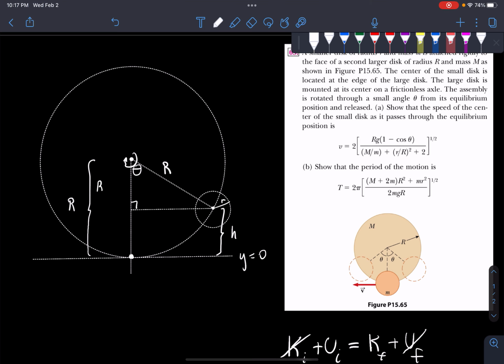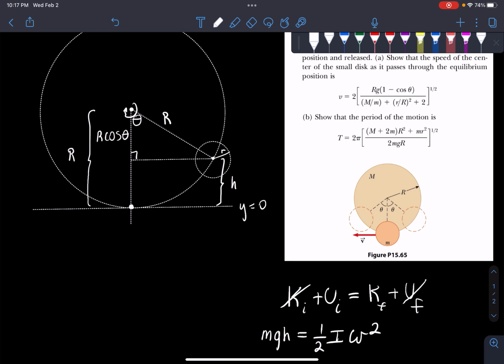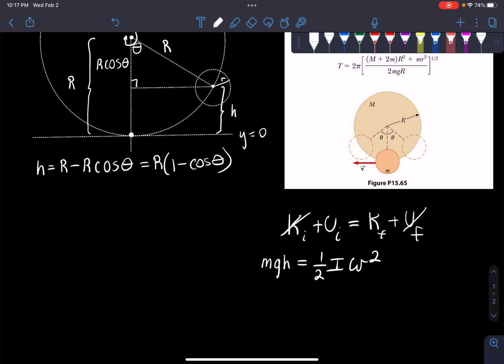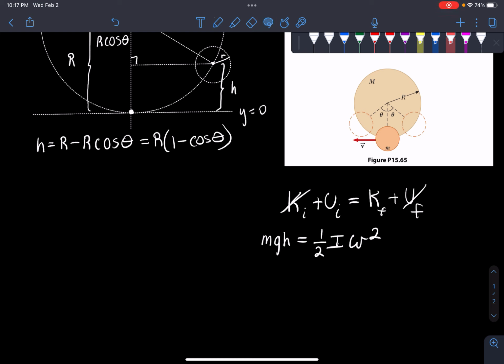So we have an r cos theta here, which means that h is r minus r cos theta, or r times 1 minus cos theta. Okay, so that's h in terms of r and theta. Now let's talk about I.